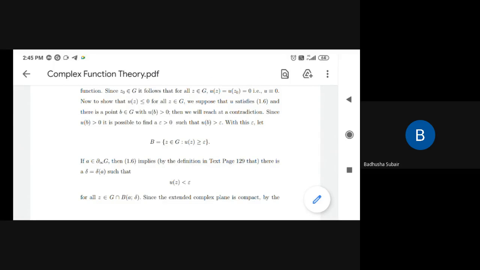That is, we define a new set B. That is, B is equal to the set of points in G such that u of z is greater than or equal to epsilon.